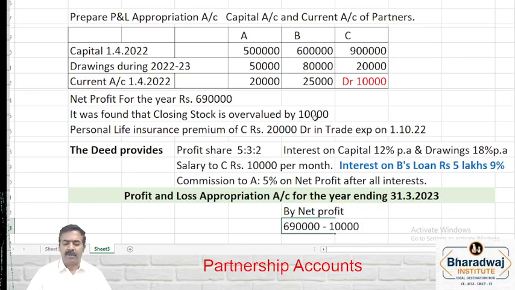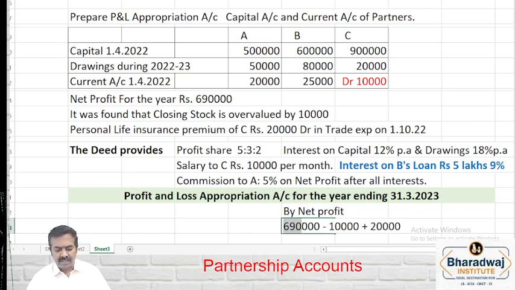Personal life insurance premium 20,000 debited in trade expenses. The partner's personal life insurance premium has been debited to trade expenses. Personal expense should be taken as drawings. But they wrongly charged it in which one? Trade expenses. Because of that, what would have happened to profit? If you charge your personal expense to the business, profit will come down. You're wrongly charging your personal expense in business, so profit would be low. How to rectify the error? Add back how much? 20,000.